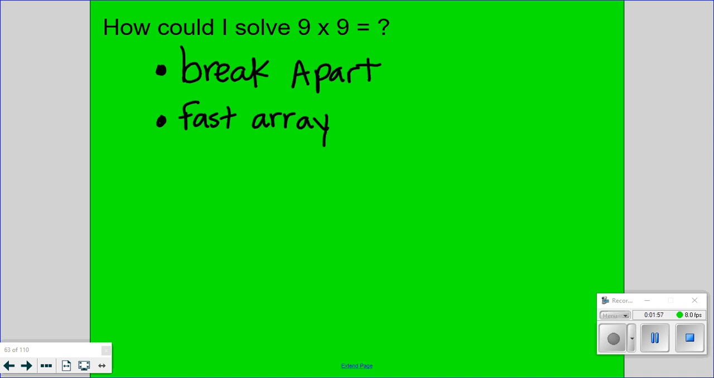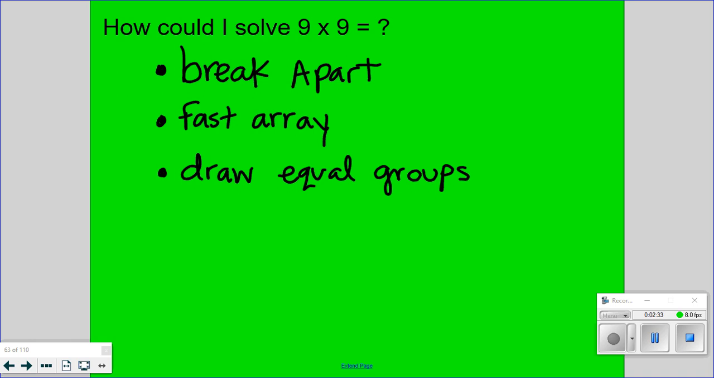Any other strategies that we have learned? Could I draw equal groups? I saw lots of people yesterday when we were solving those multiplication problems drawing circles and dots. Those are equal groups. That's a strategy.